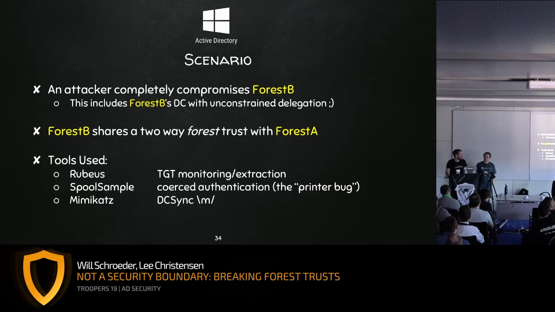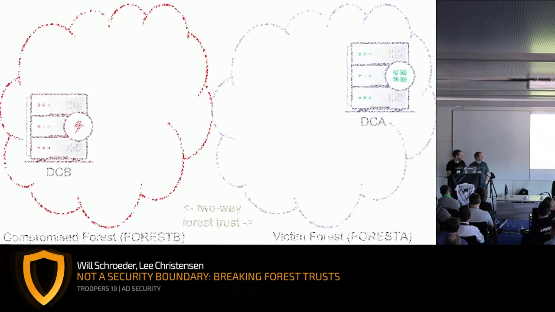The tools we're going to be using in this scenario are going to be Rubeus for TGT monitoring and extraction, the SpoolSample implementation for coerced authentication of the printer bug, and then of course Mimikatz with DCSync. So this is what we're going to do.